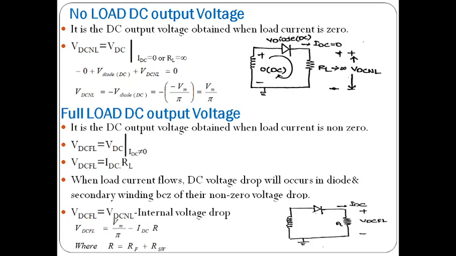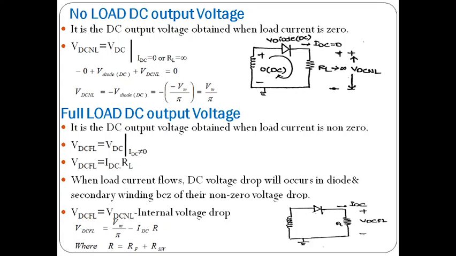Yes, internal voltage drop occurs at the diode as well as the secondary winding. Why? The diode offers a forward resistance, which is very small, RF, and the secondary winding offers a resistance, RSW. So we can say VDC at full load equals Vm by π minus IDC into R. Clear? Here R is nothing but the forward resistance of the diode plus the resistance offered by the secondary winding.